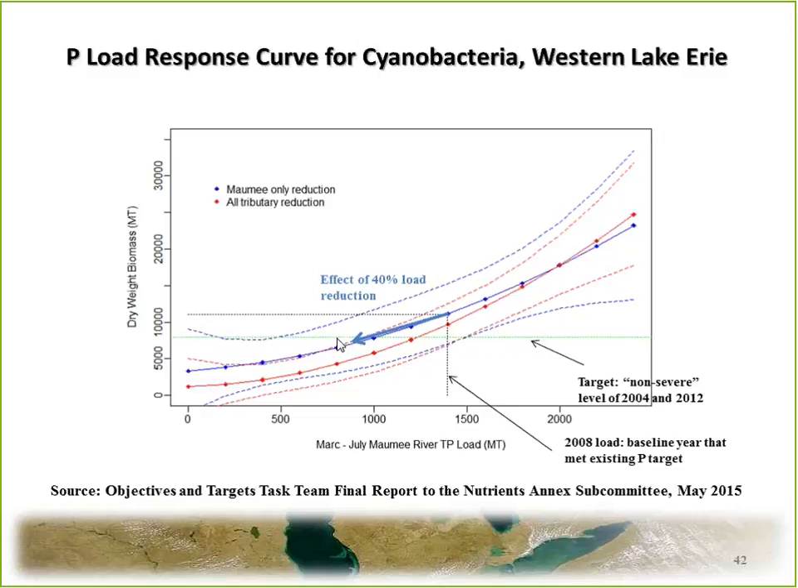That the model tells you if you could reduce these Maumee River loads by 40%, the nuisance algal blooms would go away. It's not an easy thing to do. It was easier to get people to stop using detergent and to have secondary treatment at wastewater treatment plants than to reduce these loads, but this is what it would take.